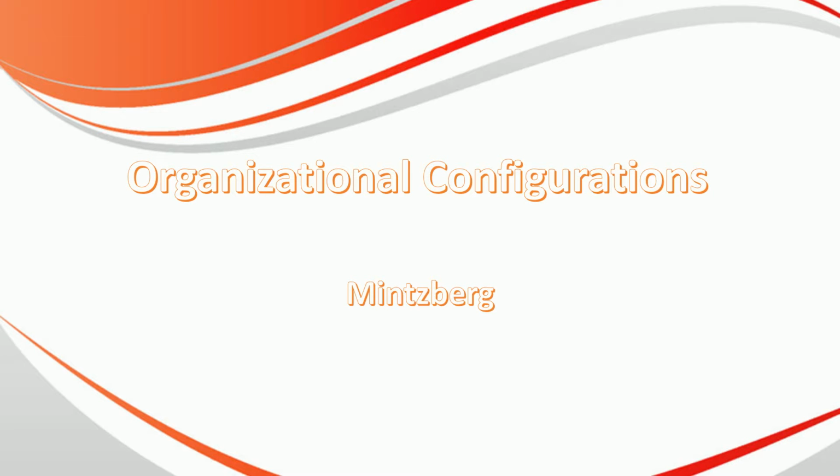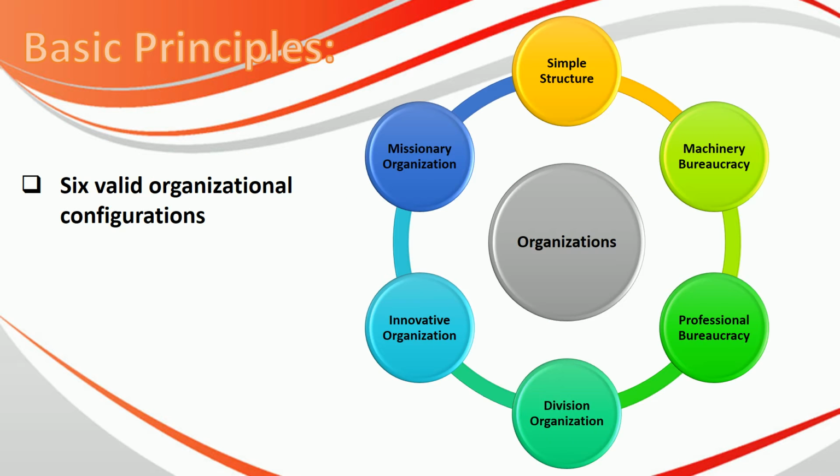Now, I want to show you a classic framework of Mintzberg's organizational configurations. According to Mintzberg, there are 6 valid organizational configurations: simple structure, machinery bureaucracy, professional bureaucracy, division organization, innovative organization, and missionary organization.